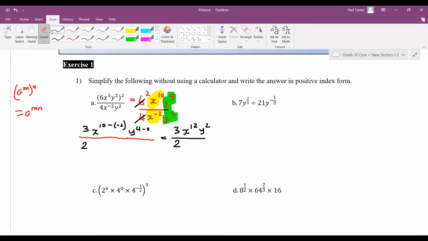And you can put the 2 underneath in the middle a bit, or you can write 3 on 2 out the front, x^12, y^2. That's also okay. That's the same as this one. If it's written like this, 2 is actually in the denominator down here. So that's your answer there.